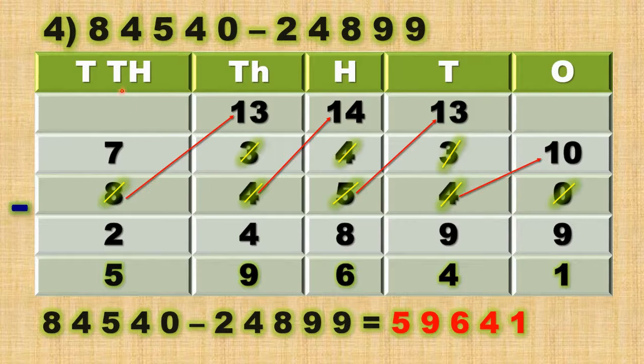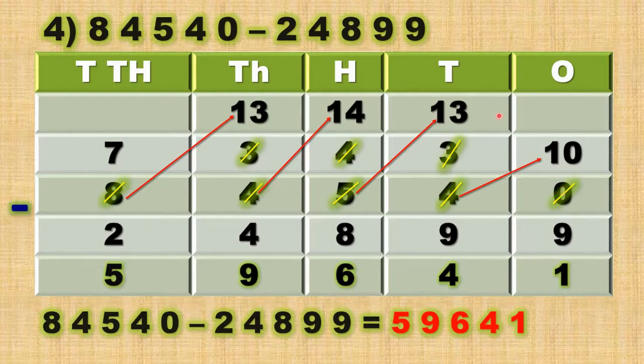Students, see fourth example. 84,540 minus 24,899. Place them in place value table. First let us write each digit in their places. So we have ones, tens, hundreds, thousands and 10,000s place. First we will start from ones place. So we cannot subtract 9 ones from 0 ones. Can we subtract smaller number from bigger number? No, we can't. So what we will do?